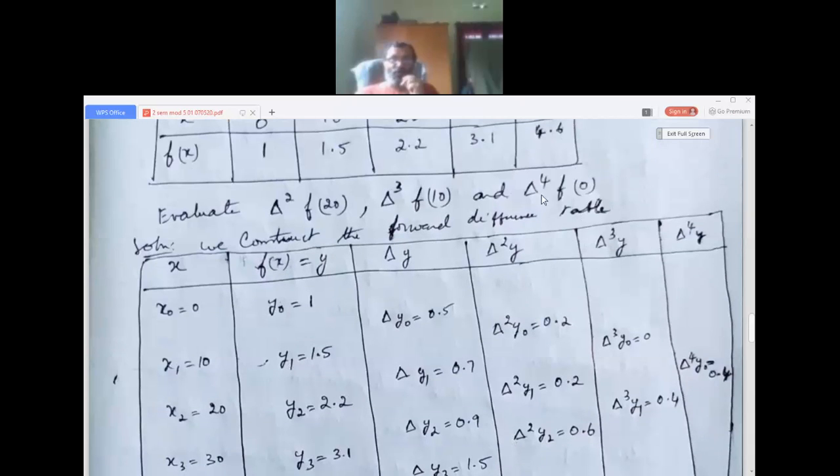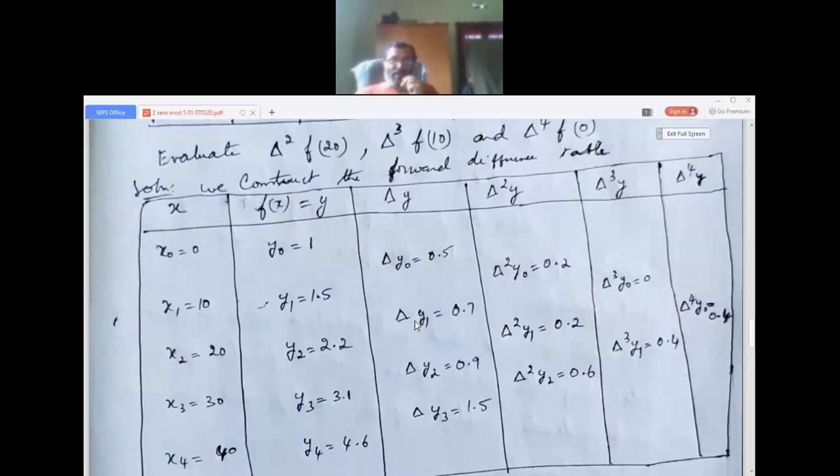Okay, clear. Next we go up to the fourth forward difference. Next is del squared y, so we write it in between these two. Del squared y0 is equal to 0.7 minus 0.5. If you write 0.5 minus 0.7, that is wrong. Del squared y0 is del y1 minus del y0, so it is 0.7 minus 0.5, which is 0.2.